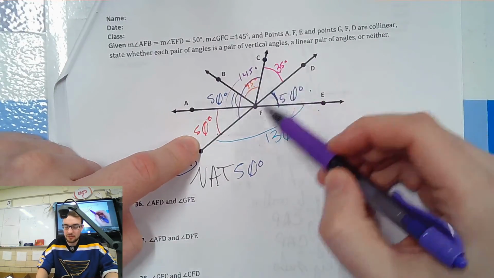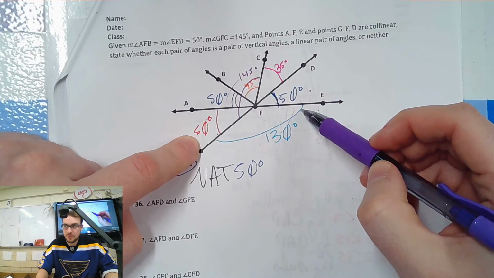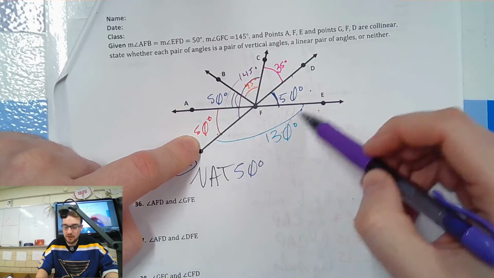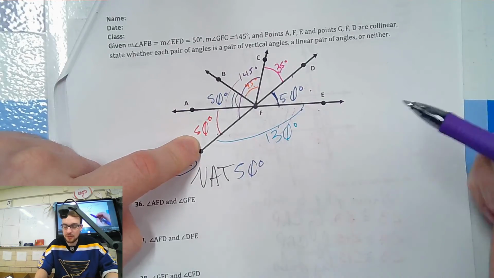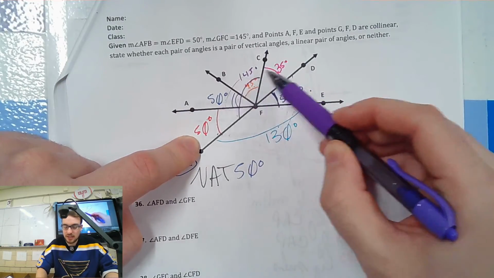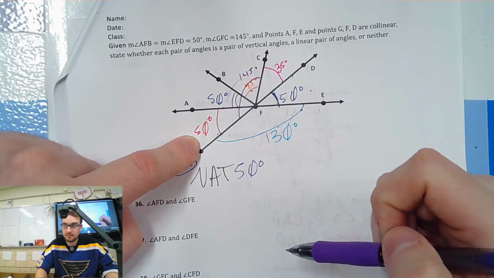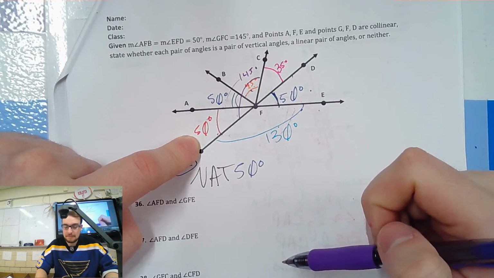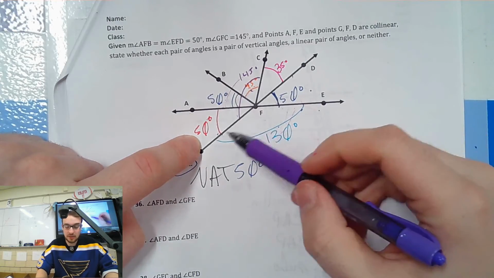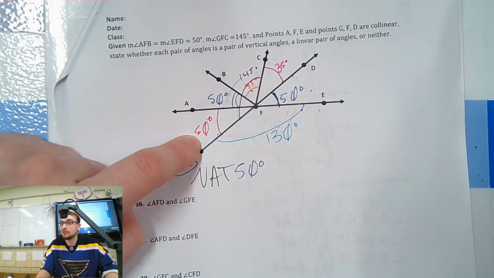This right here is vertical with this. Okay? This is a linear pair. So if that's 50, that's 130, which means this whole thing's 130. And if that whole thing's 130, and that's 50 and that's 45, what's left over is 35. Okay? We got some vertical angles going on here, linear pair, et cetera, et cetera. How do you feel about that idea? Okay.